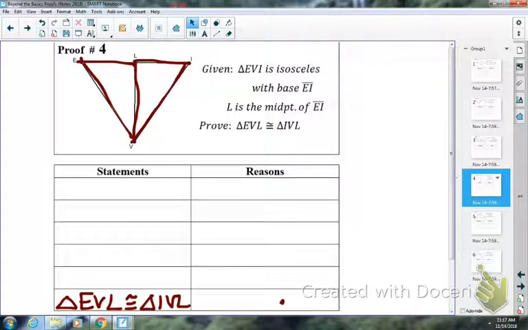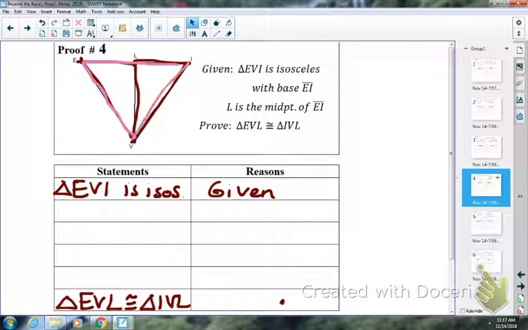I need 3 pairs of congruent parts. So I'm going to start by saying triangle EVI is isosceles. And my reason, it is given information. Now, if you need to, look back in your notes. What do you know if a triangle is isosceles? Well, an isosceles triangle has 2 sides that are congruent. So in this picture, if triangle EVI, the big one, is isosceles, and if the base is segment EI, the sides that are congruent are going to be segment EV and segment IV.